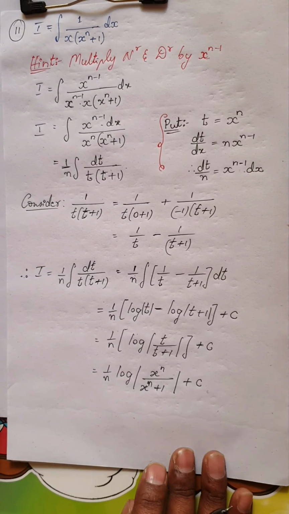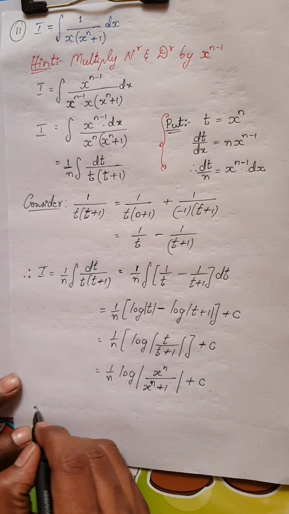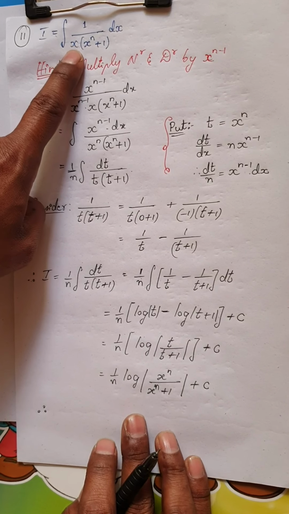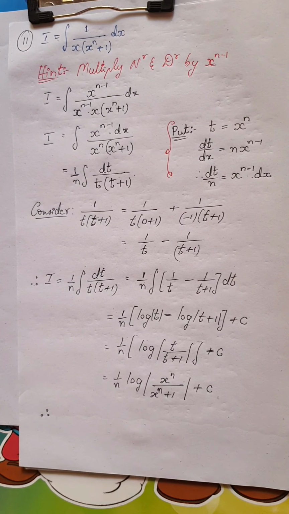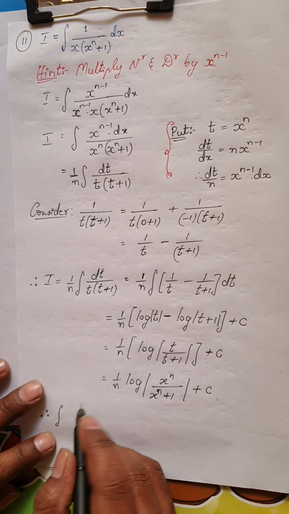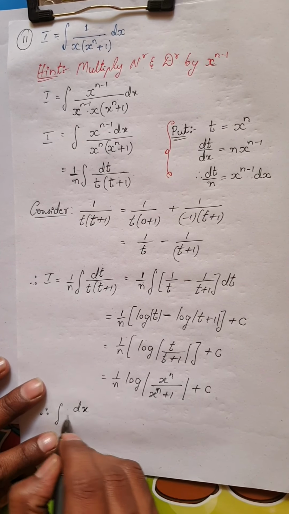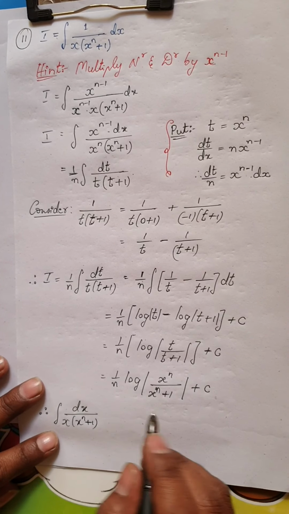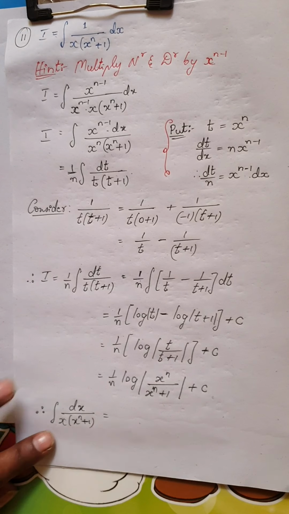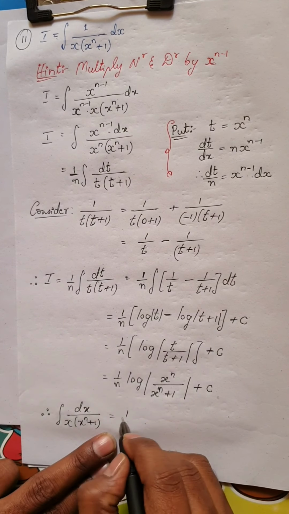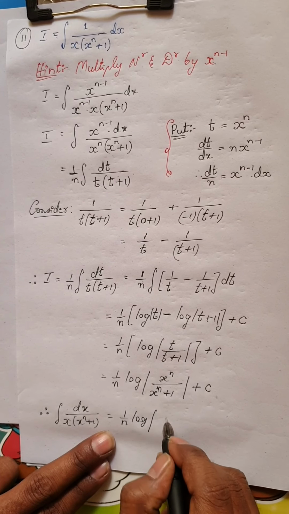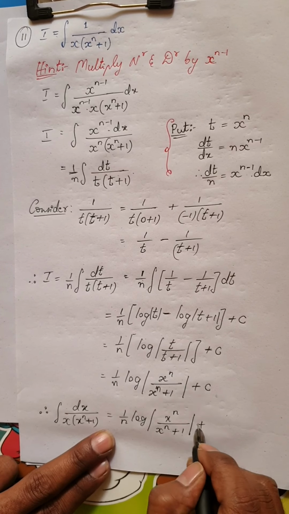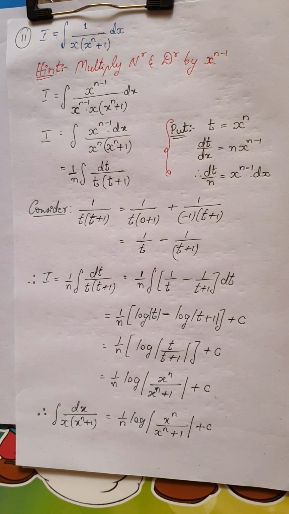I can further simplify this and write, therefore, remember this is not my original integral. My original integral would be 1 divided by x into x power n plus 1 dx. Therefore the integral of dx divided by x into x power n plus 1 would be nothing but 1 by n into log of mod x power n divided by x power n plus 1 plus c, which is the constant of integration.